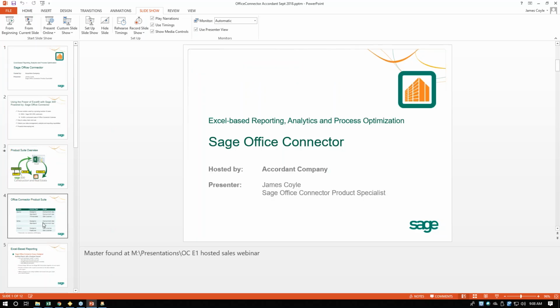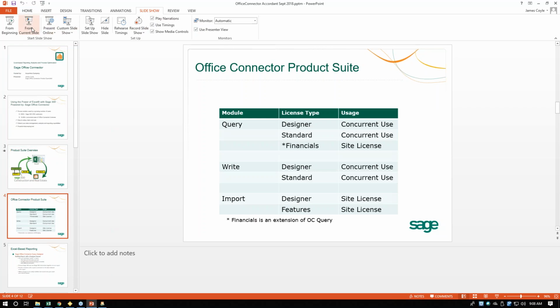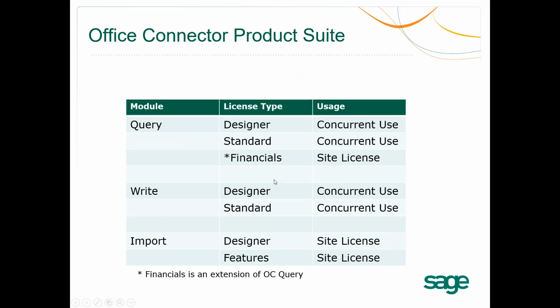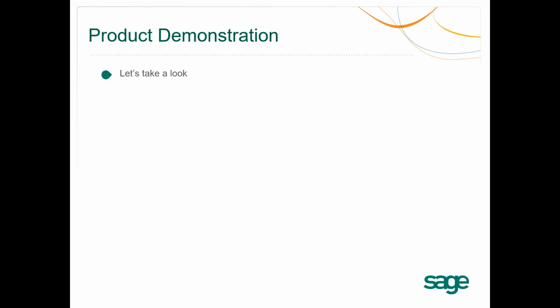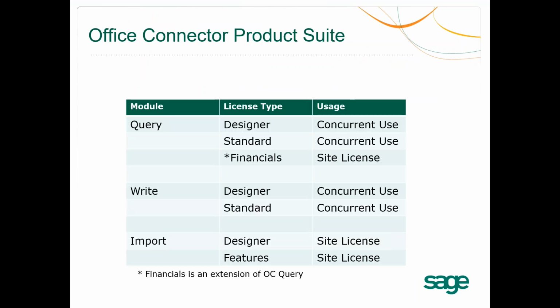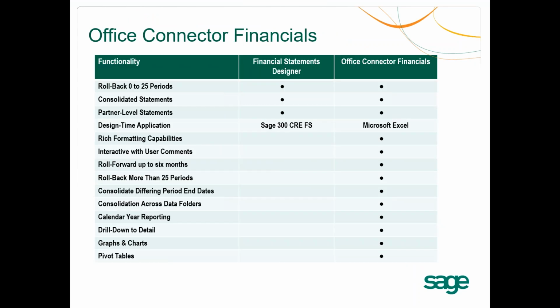I want to come from this slide and just cover the last information here for you. So we talked about CRE, we talked about financials. These are the products that we've been dealing with. Office Connector financials, these are the many things that it does over what you have.